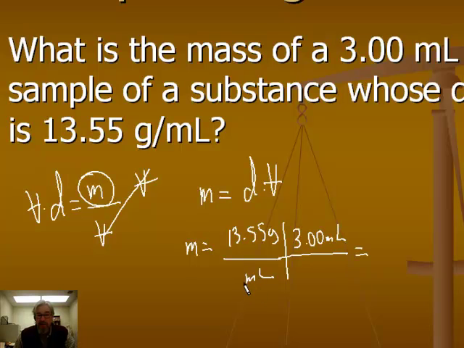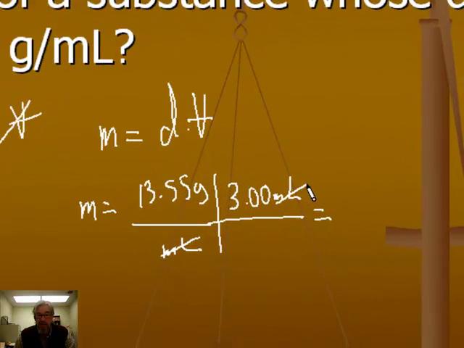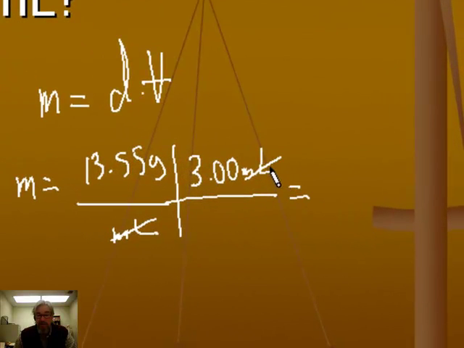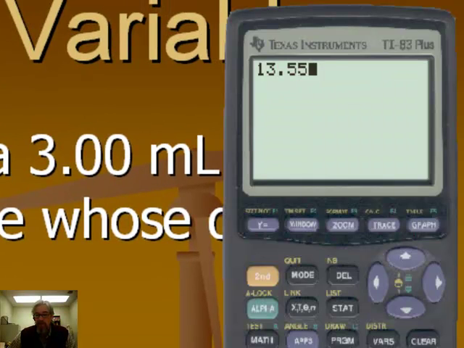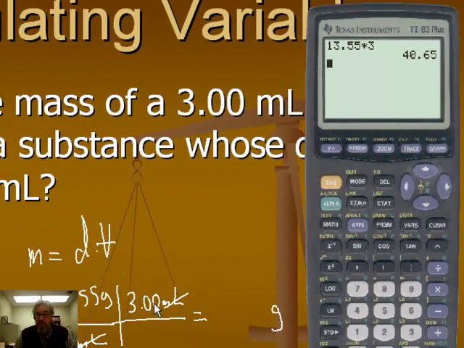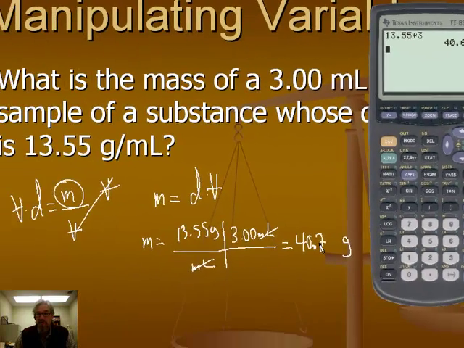Well, what I see happening with units now is milliliters are on the top and the bottom. Milliliters divided by milliliters is just 1, so that goes away, it cancels out, and I'm going to end up with units of grams. Now I'll do my arithmetic. 13.55 times 3. Again, I shouldn't use more than 3 digits here because I had 3.00 in my volume, so I'll round this off to 40.7 grams. Here's another problem.